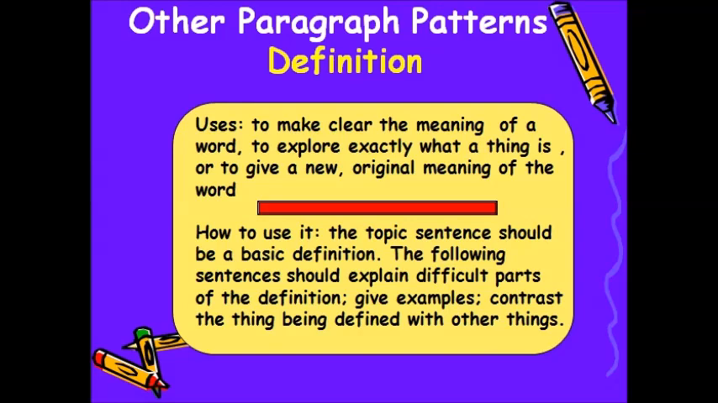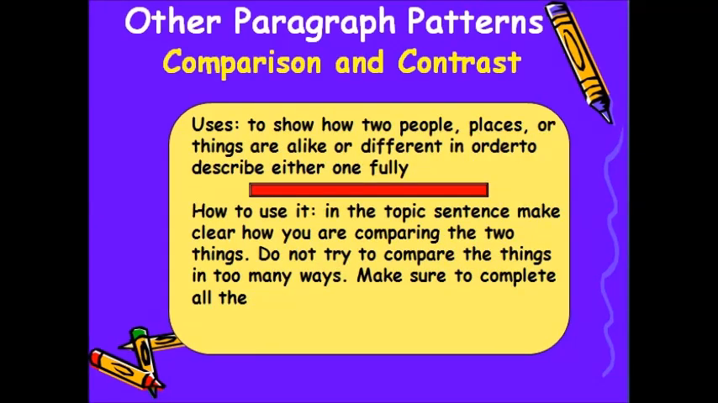Number one, definition. Definition type pattern is used to make clear the meaning of a word, to explore exactly what a thing is, or to give a new original meaning of the word. It is used in the topic sentence as a basic definition. The following sentences should explain difficult parts of the definition, give examples, and contrast what is being defined with other things.